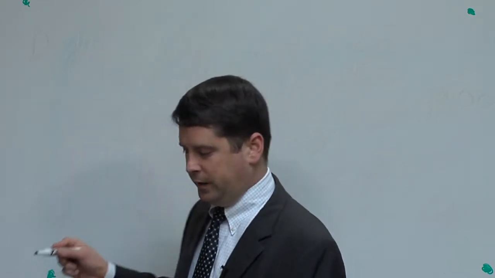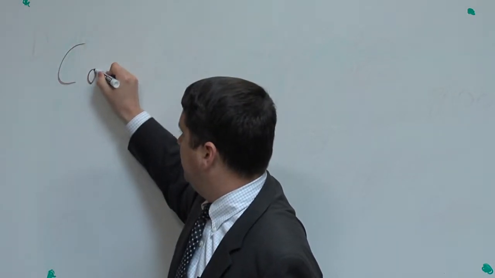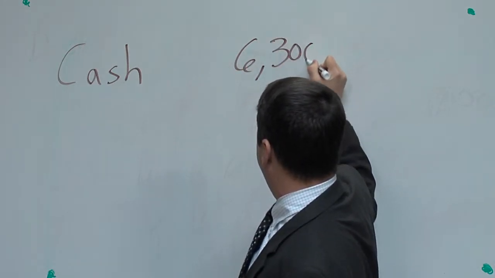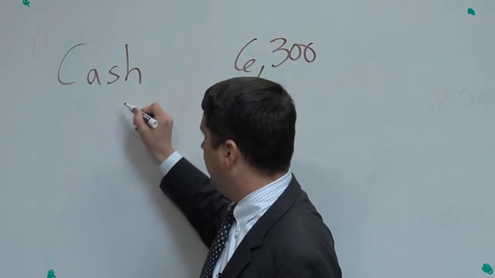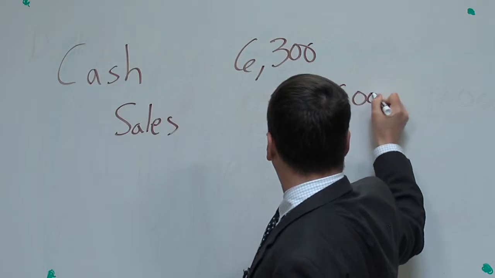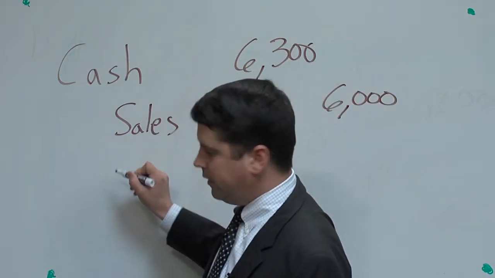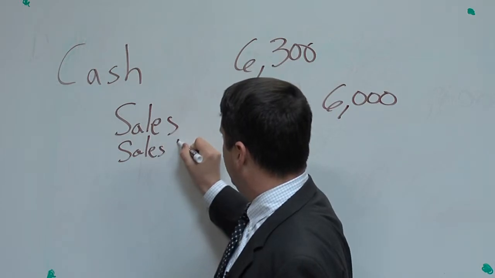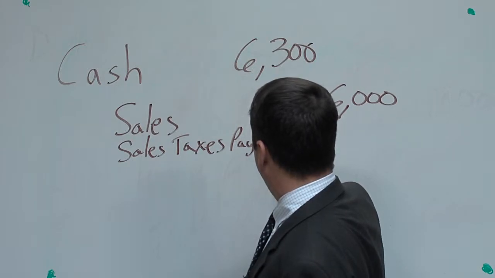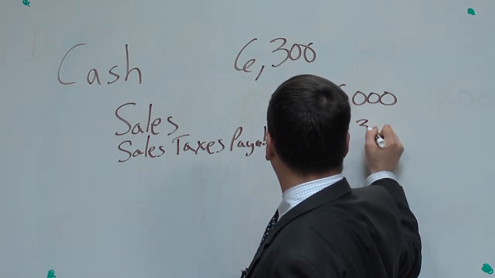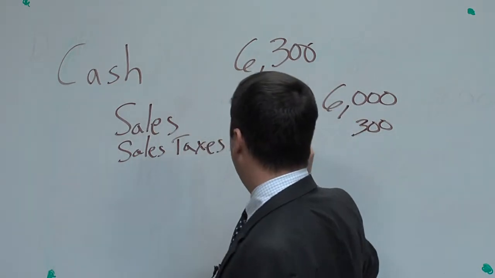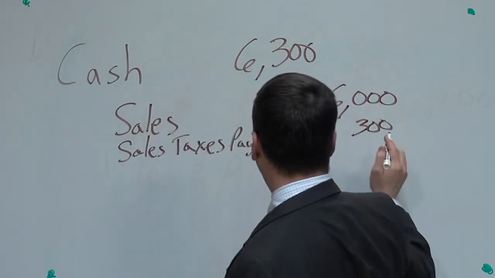And the way they would account for that is they would debit cash $6,300. They would credit sales $6,000. And then they would credit sales taxes payable $300. Because remember, both sides always have to equal. The debits are always going to equal the credits.